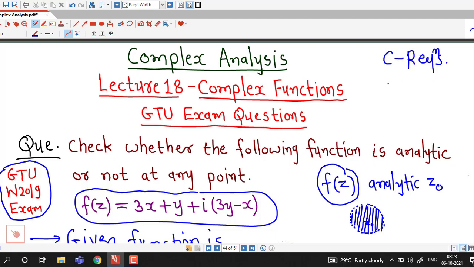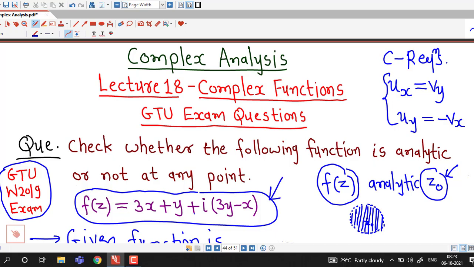We know that Cauchy-Riemann equations are del u by del x equal to del v by del y and del u by del y equal to minus del v by del x. If these Cauchy-Riemann equations are satisfied at some point z0 and if these first order partial derivatives are continuous at z0, then the function is differentiable at that point z0. So first we decide the points at which this function is differentiable, and then using the definition of analytic function we will be able to decide the points at which the function is analytic.